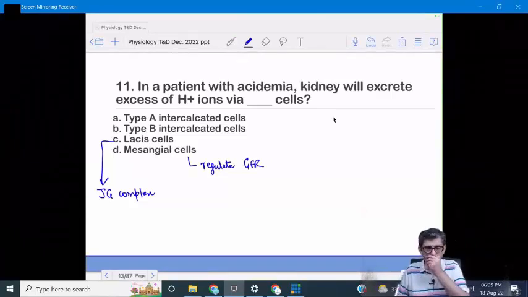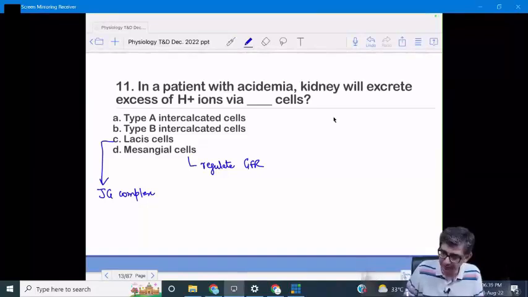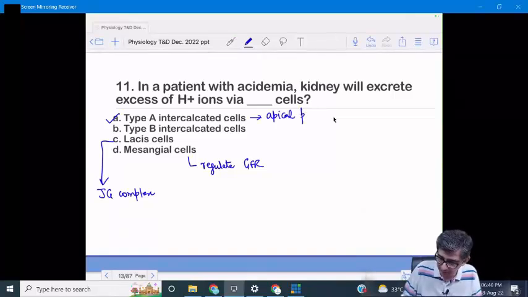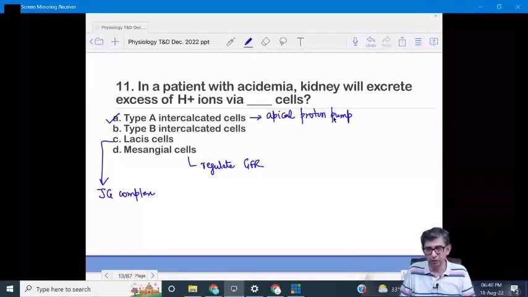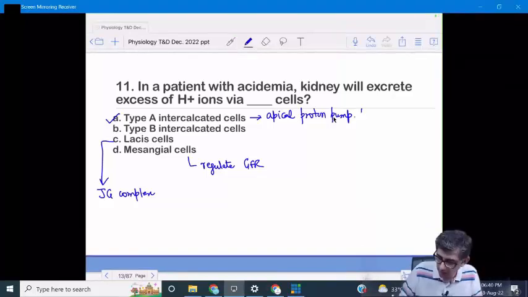Yes. The loss of hydrogen ions in the kidney would be via type A intercalated cells. The correct answer for question number 11 is option A. The type A alpha intercalated cells are also called the apical proton pump in the kidney. Normally we read about the proton pump in the stomach, but here we're studying the proton pump in the kidney. Its main function is excretion of hydrogen. There is a hormone called aldosterone, which increases the expression of this pump.